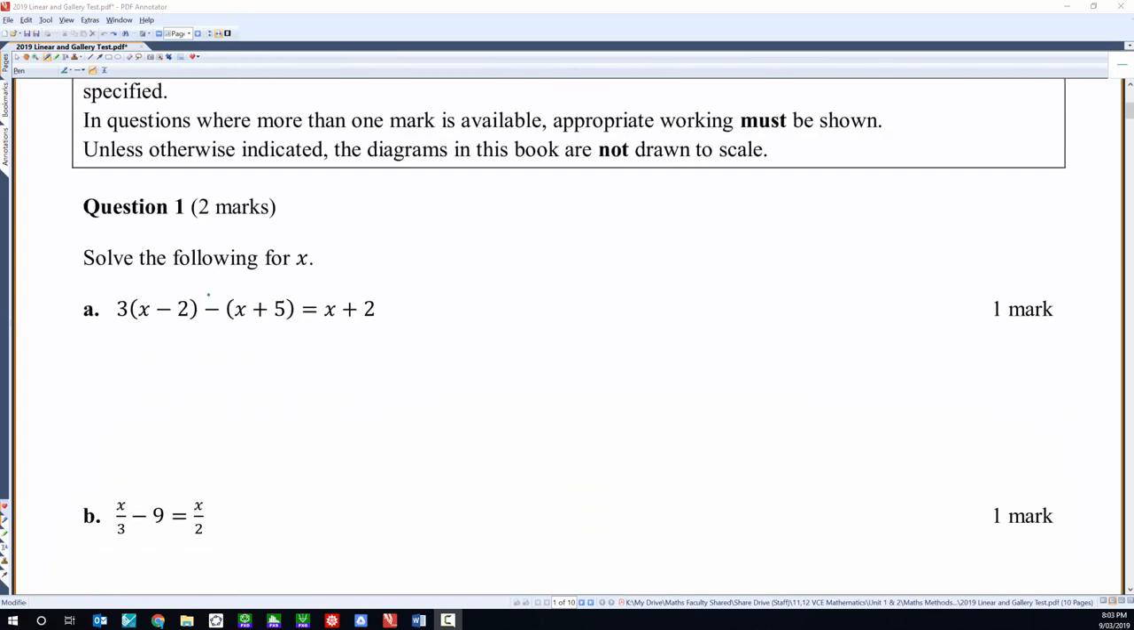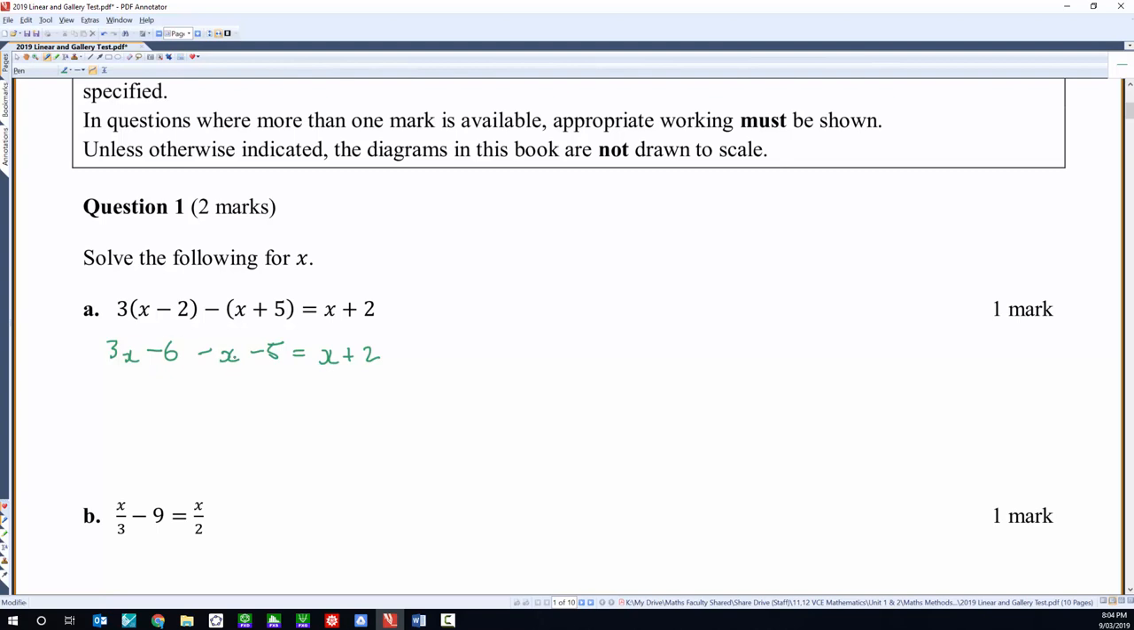Okay, the first question was a pretty much bog standard algebraic solve. So the first thing you needed to do was expand the brackets out, collect up like terms. So we'll go 3x take 6, take x, take 5. That was where the big mistake was there. A lot of you guys just wrote out plus 5 equals x plus 2.